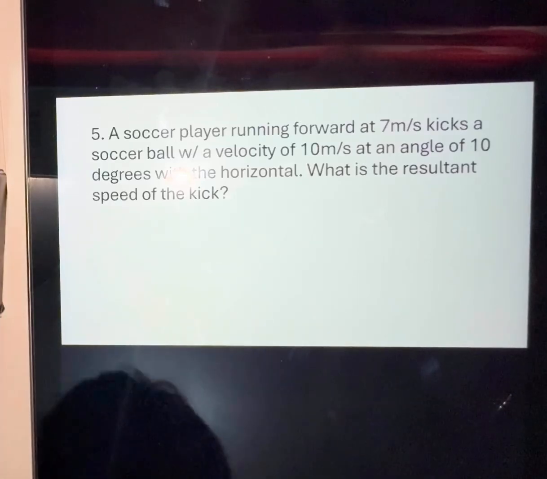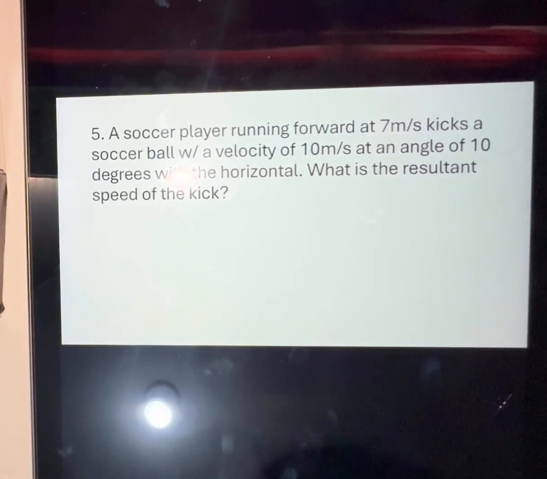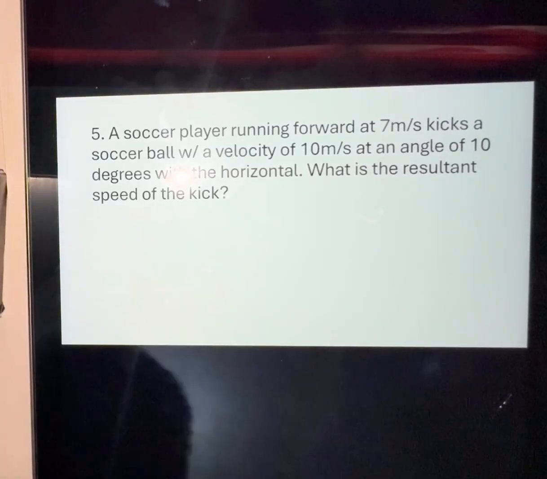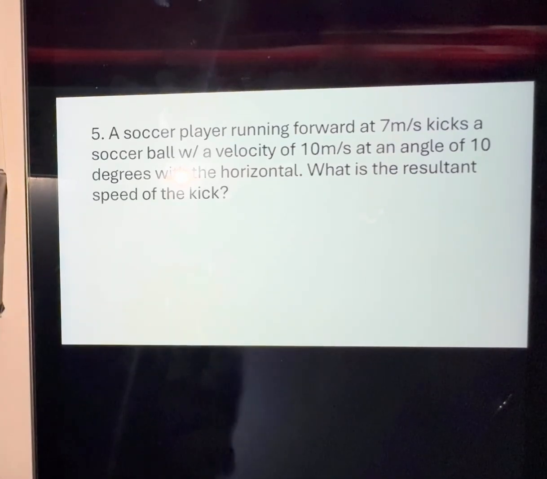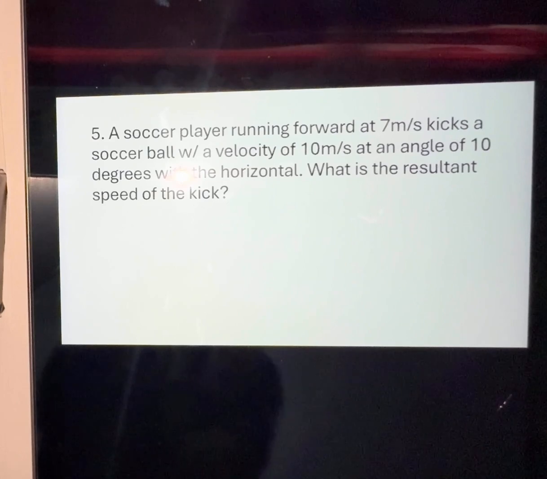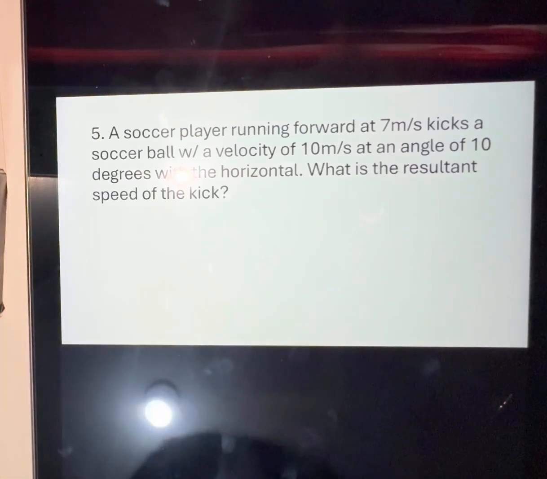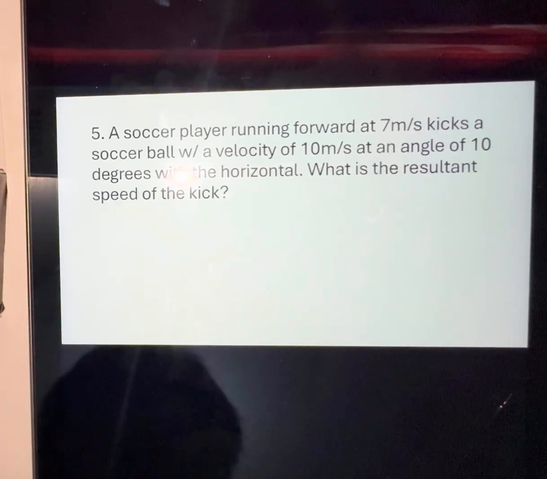So for this problem, we have another problem regarding addition of vectors. It's similar to the previous one. Number 5: a soccer player running forward at 7 meters per second kicks a soccer ball with a velocity of 10 meters per second at an angle of 10 degrees with the horizontal. What is the speed of the kick?